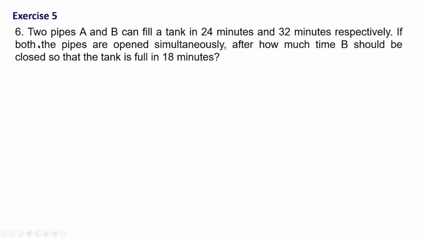Moving on to the next question. Two pipes A and B can fill a tank in 24 minutes and 32 minutes respectively. If both the pipes are opened simultaneously, after how much time B should be closed so that the tank is full in 18 minutes? So here we have two pipes A and B which can fill the tank in 24 minutes and 32 minutes respectively. We need to find the time after which B should be closed so that the tank is full in 18 minutes.